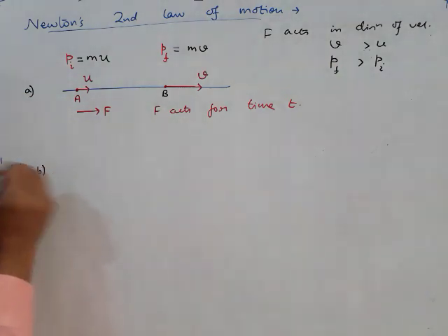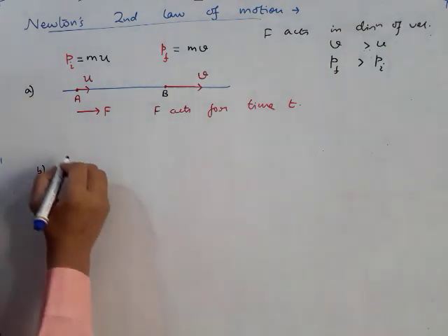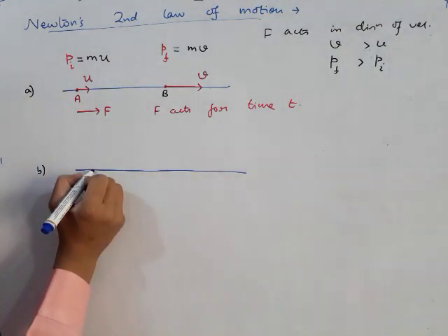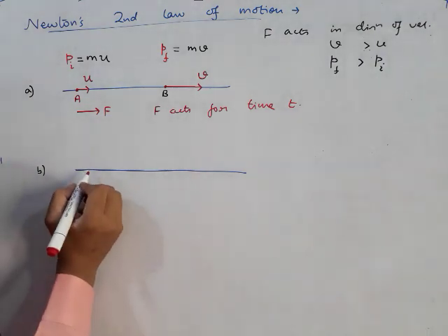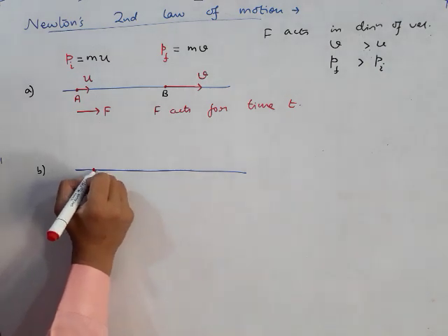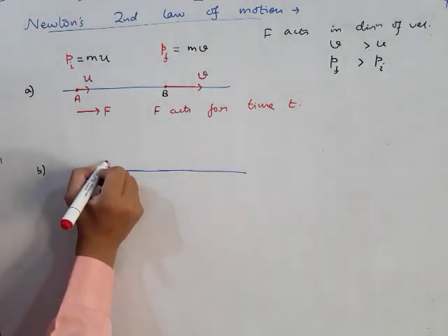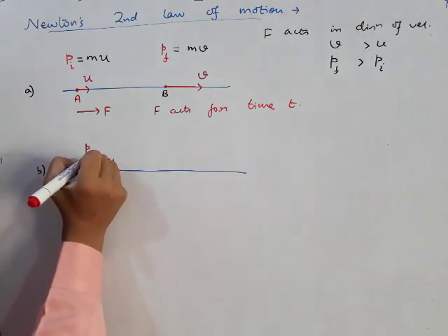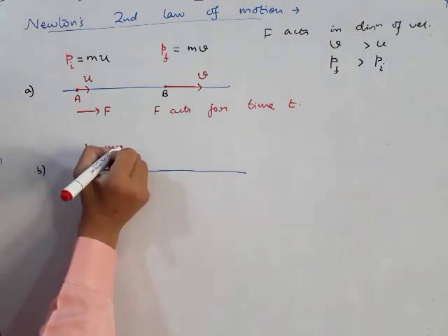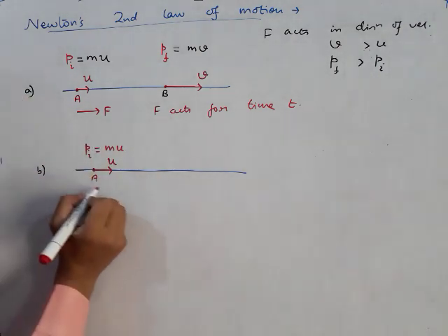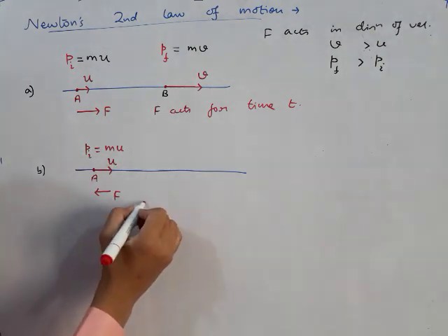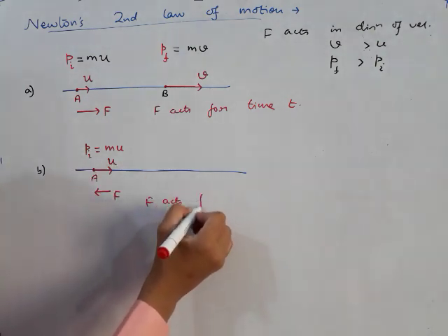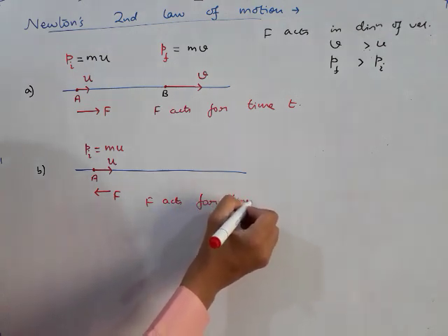Let's see its opposite case. In the opposite case, suppose there is a straight line path, and then we will take 2 points. First, suppose the object is here, it was having some velocity which we will call u. So its initial momentum will be how much? pi is equal to m into u. Now suppose force on this object acts in the opposite direction, and this force again acts for some time t.